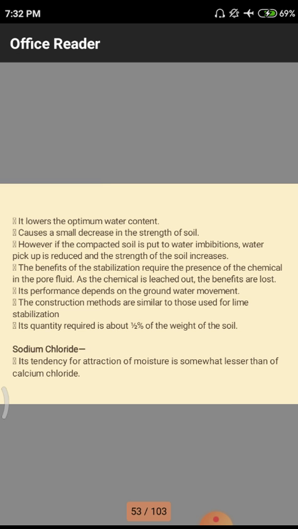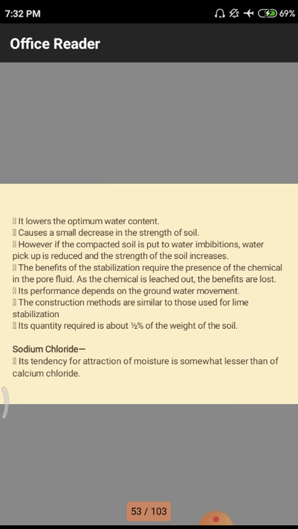Next thing is it causes a small decrease in the strength of soil. That means a small amount, a 2 to 5% of strength will be decreased. Why? Because the total salt content will decrease the formation of the bond and affect the plasticity index and liquid limits, so automatically some quantity of strength of the soil will be decreased, and this strength is also directly proportional to the bearing capacity.